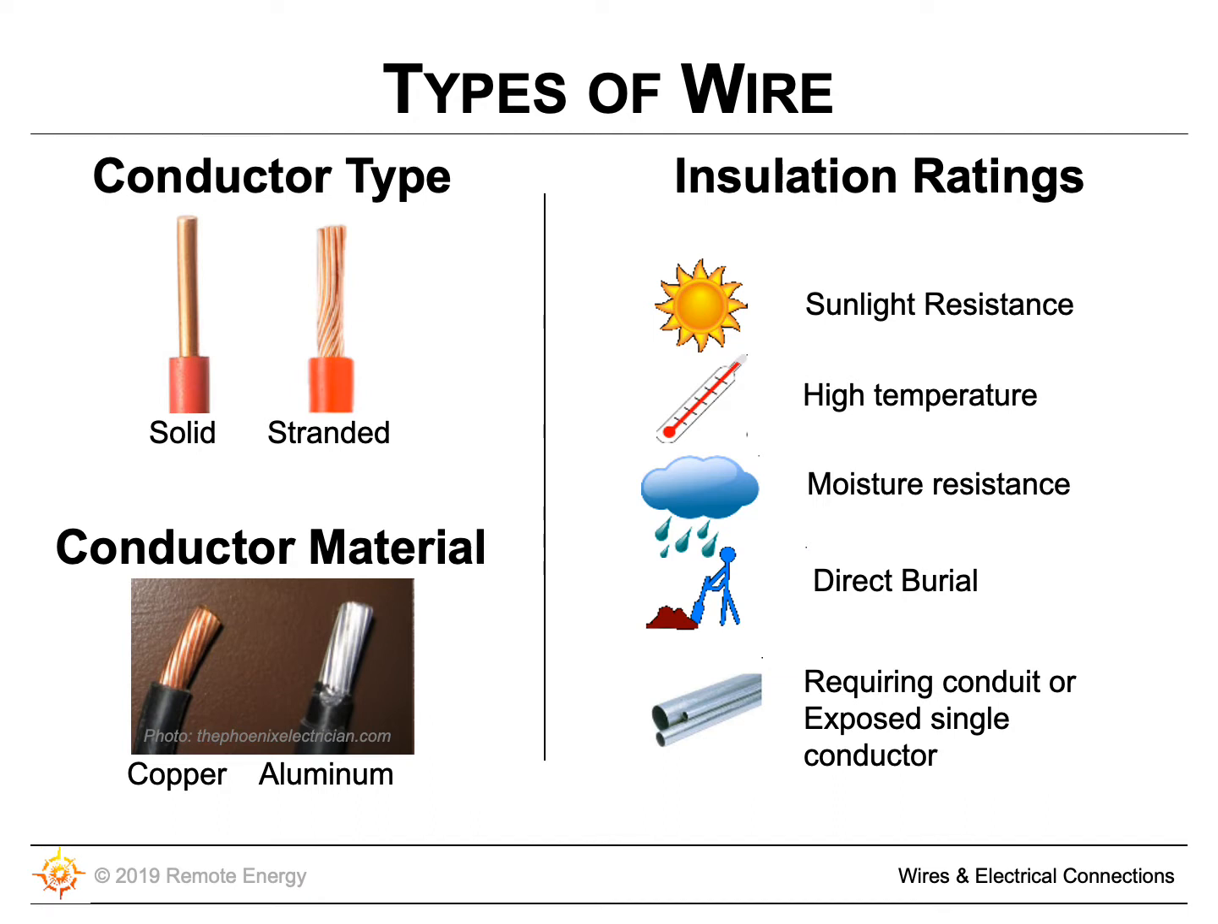As far as the conductor material, we also have two choices, and that's between copper wire or aluminum wire. Aluminum wire has a higher resistance, so we need to use a larger diameter wire to carry the same amount of current that the copper wire could use.